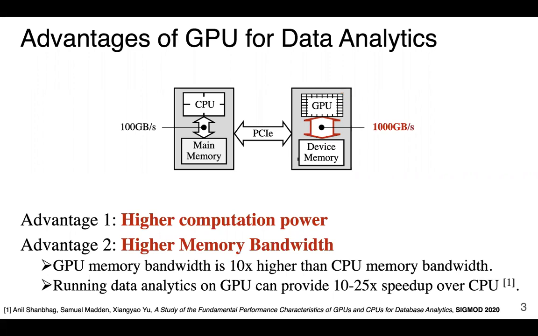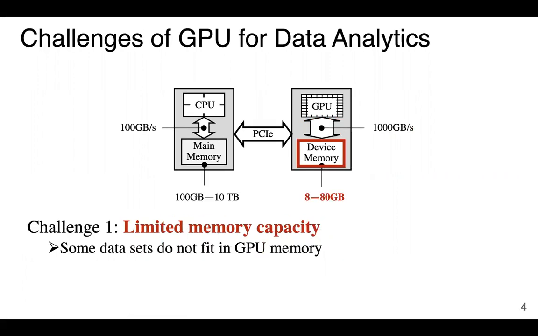The second advantage is that GPU has a much higher memory bandwidth. Modern GPU can have up to 10 times higher memory bandwidth compared to CPU. Therefore, for memory-bound applications such as data analytics, this can provide massive speedup. Previous work has shown that it is possible to saturate the GPU memory bandwidth when running data analytics, which can lead to 10 to 25 times speedup over CPU.